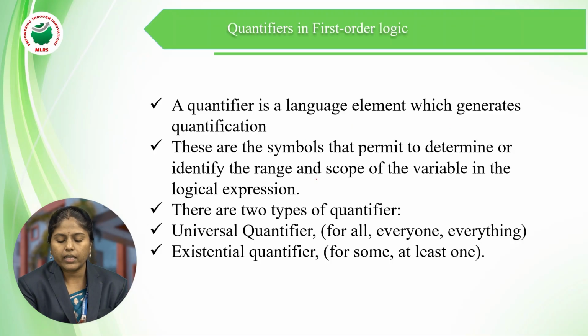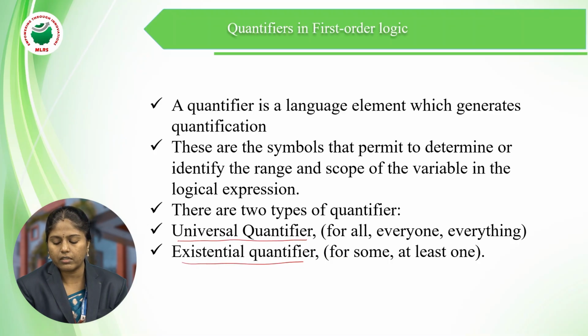In this quantification, there are certain symbols to identify the range and the scope of the variables in the logical expression. Quantifier is a language element, and with that language element we are using some symbols to determine logical expressions. Again, these quantifiers are divided into two types. First one is the universal quantifier and the next one is the existential quantifier. What is the difference between the universal quantifier and existential quantifier?